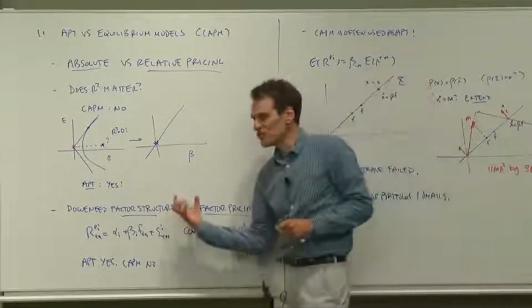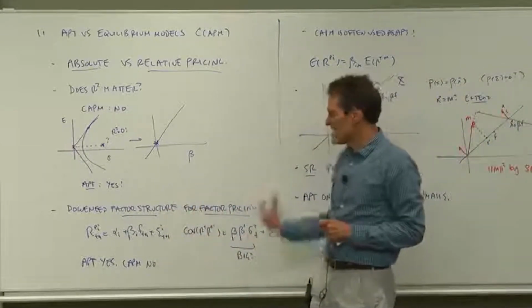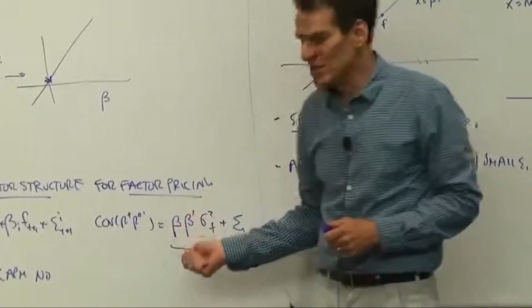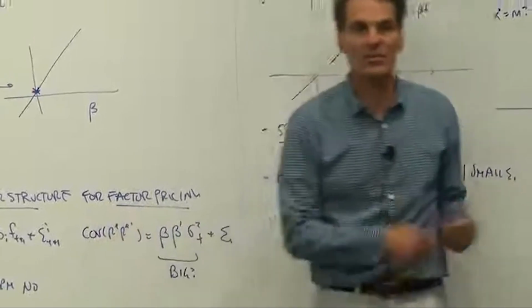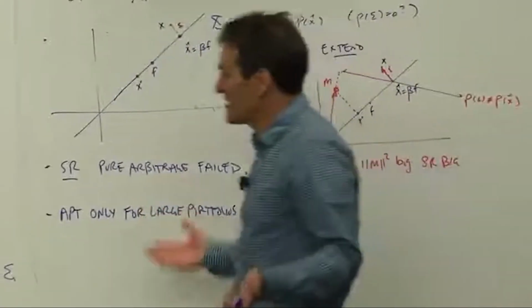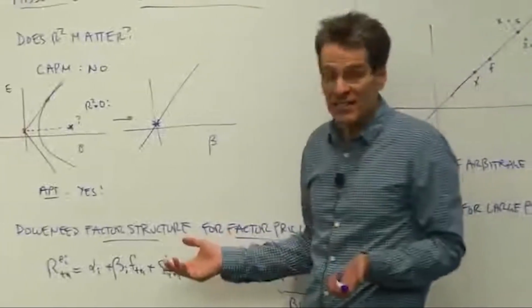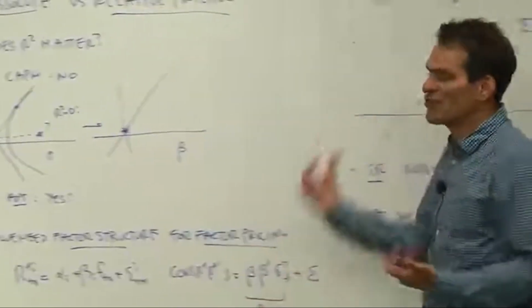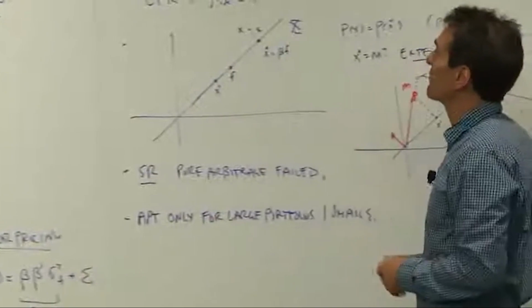Does that factor structure matter? To the APT, yes. The key assumption of the APT is that the common factors explain a lot of the variance of the returns you're looking at. To the CAPM, it doesn't matter at all. It's kind of a convenience, but with an absolute pricing model, factor structure among the returns doesn't really matter much at all for the pricing.